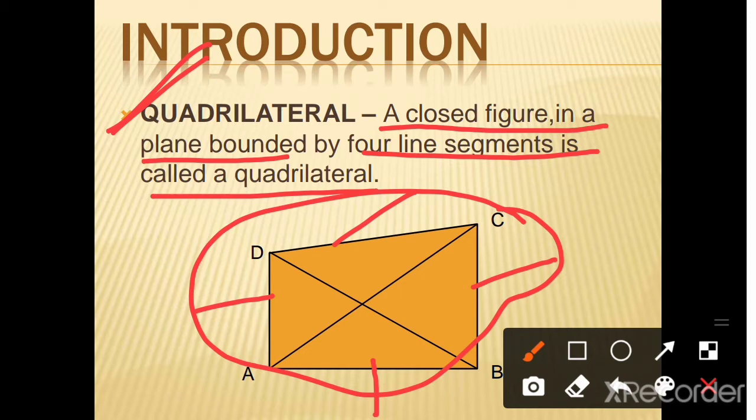The definition is also given here. A closed figure in a plane bounded by four line segments is called a quadrilateral. This is a quadrilateral. So it is a clear definition of a quadrilateral. Quadri means four. Any closed figure having four sides is called a quadrilateral.